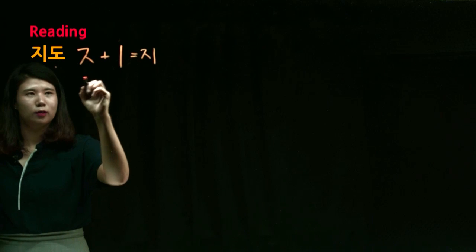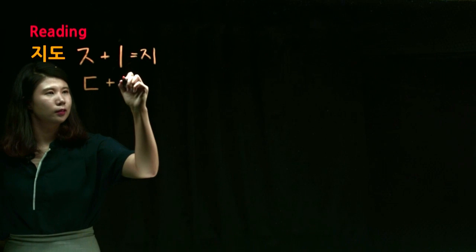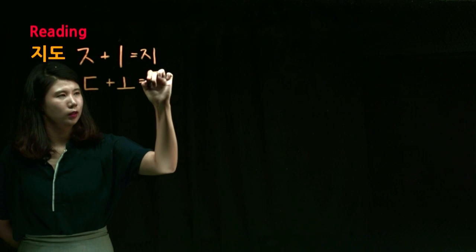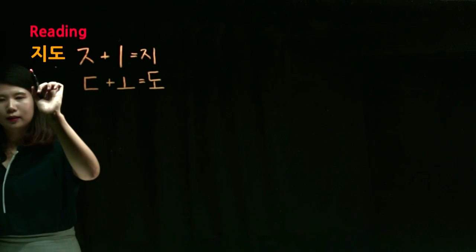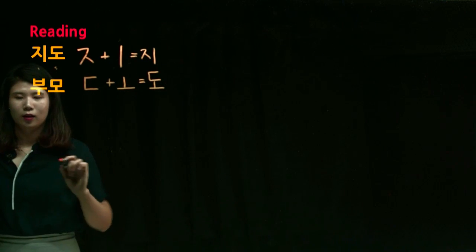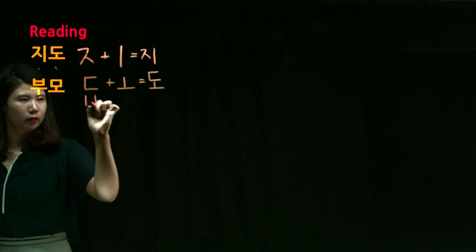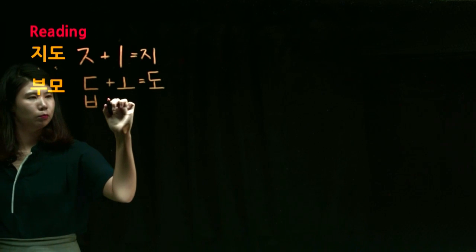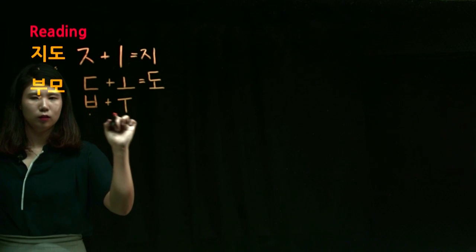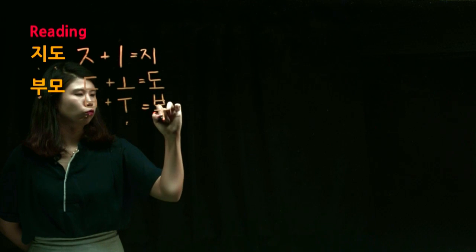Let's look at the second word. D plus O. D and O. So it's Do, G, Do. Ji, do. Let's try it again. Let's try this word first, the first one. B plus u. B, u. So, bu, bu.